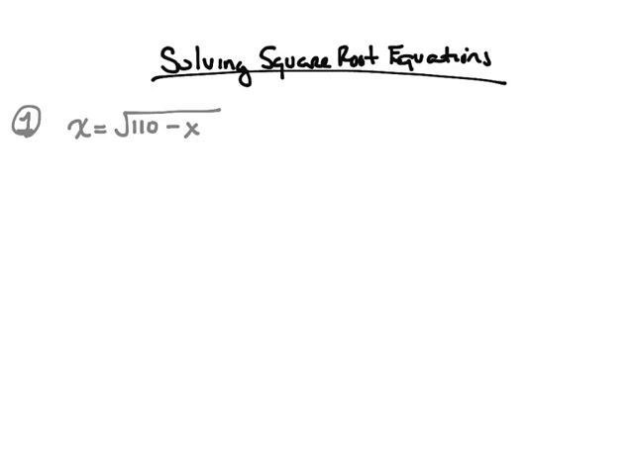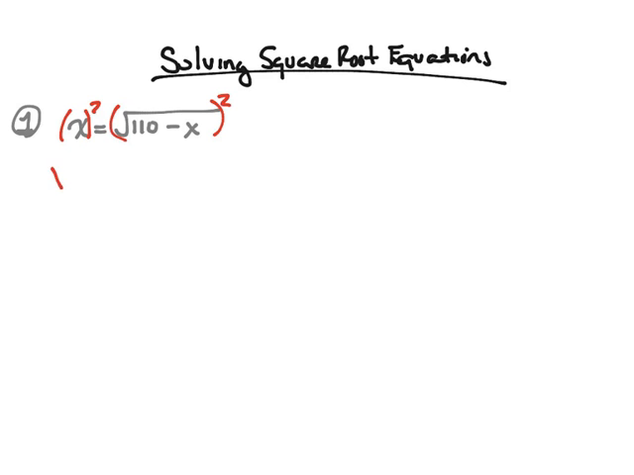Alright guys, in this video we'll be continuing to look at solving square root equations. The first equation we have is x is equal to the square root of 110 minus x. Now remember, the first step is to isolate your radical. Make sure there's nothing on the outside of your square root, which in this particular case, that's taken care of. So I'm going to go ahead and move on to the second step, which is to square both sides. So I'm going to square this side and this side.